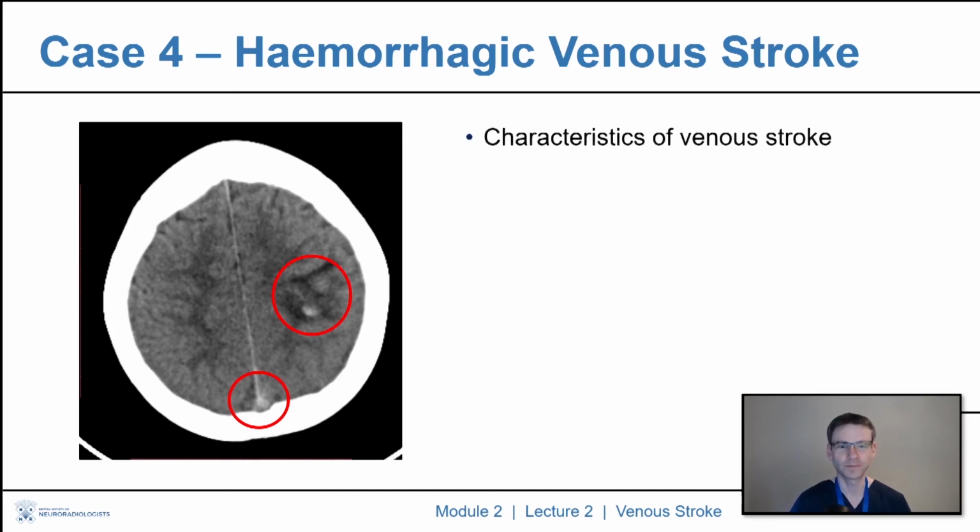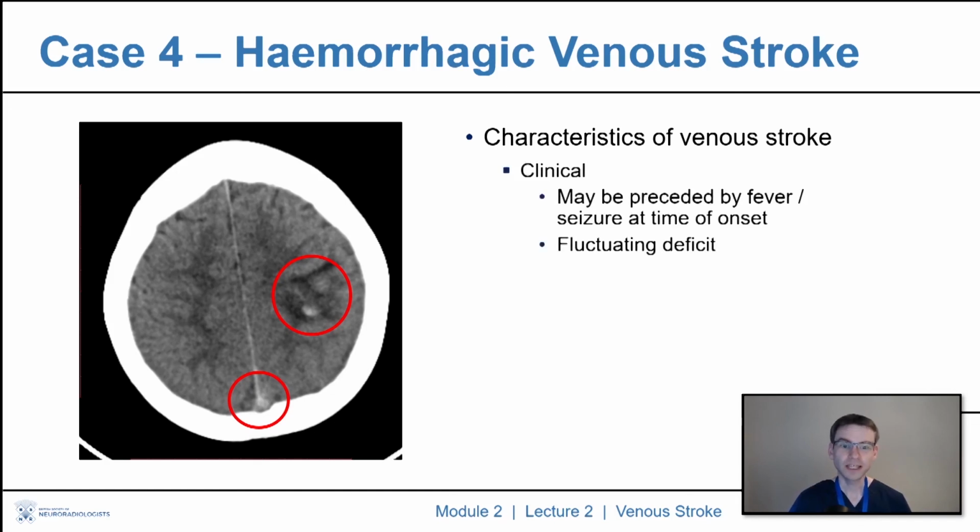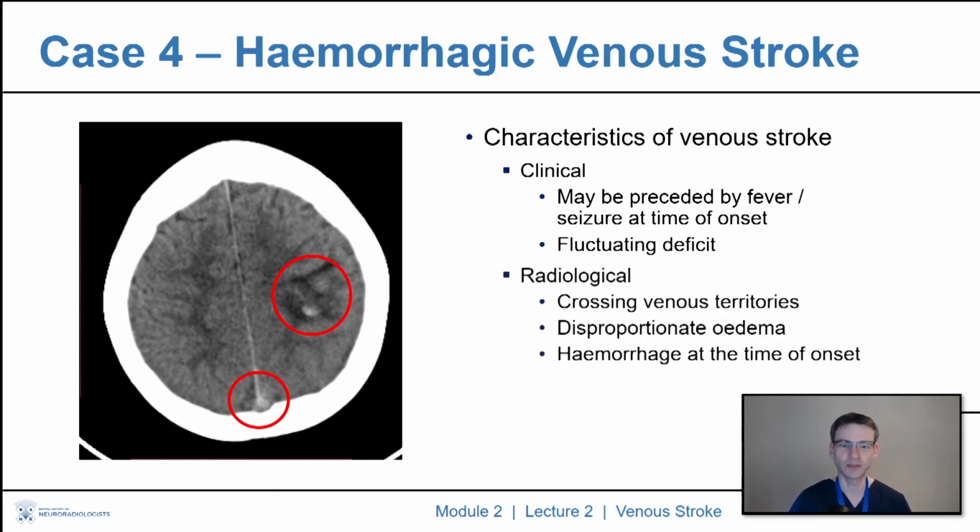There's also density in the superior sagittal sinus, giving us the diagnosis of a venous stroke secondary to superior sagittal sinus thrombosis. So characteristics of a venous stroke, clinically, you might find that the onset is preceded by severe headache, obviously, possibly fever, possibly a seizure at the time of onset, which are all unusual for arterial stroke in adults, but as a pitfall can be seen with arterial stroke in children. The deficit that the patient has might fluctuate a little bit as well, but these are not hard and fast distinguishing features. We really want the imaging to help us make the diagnosis.